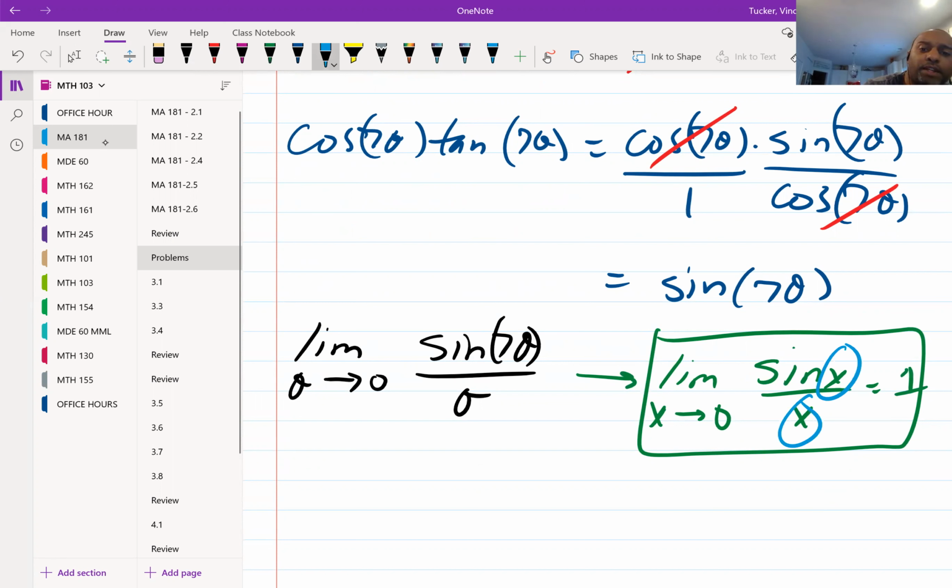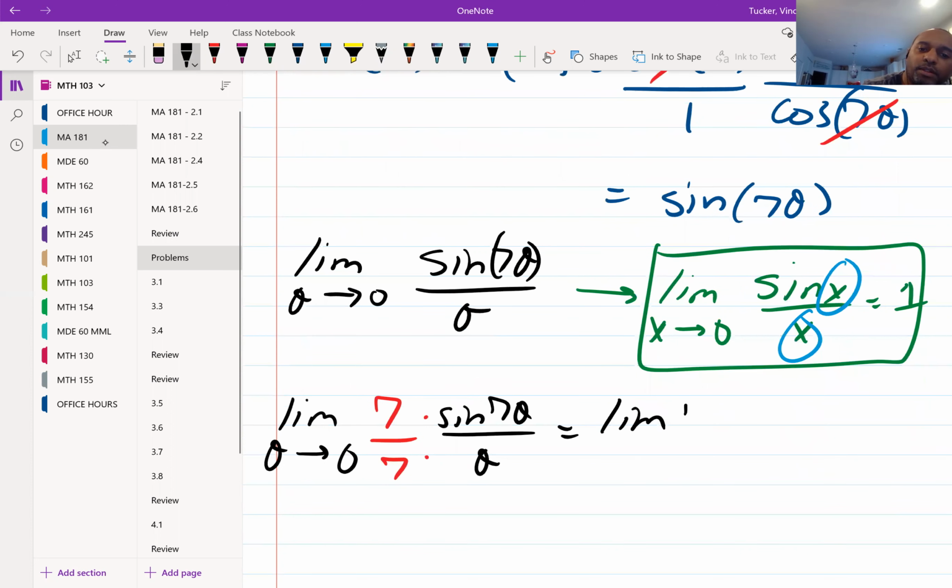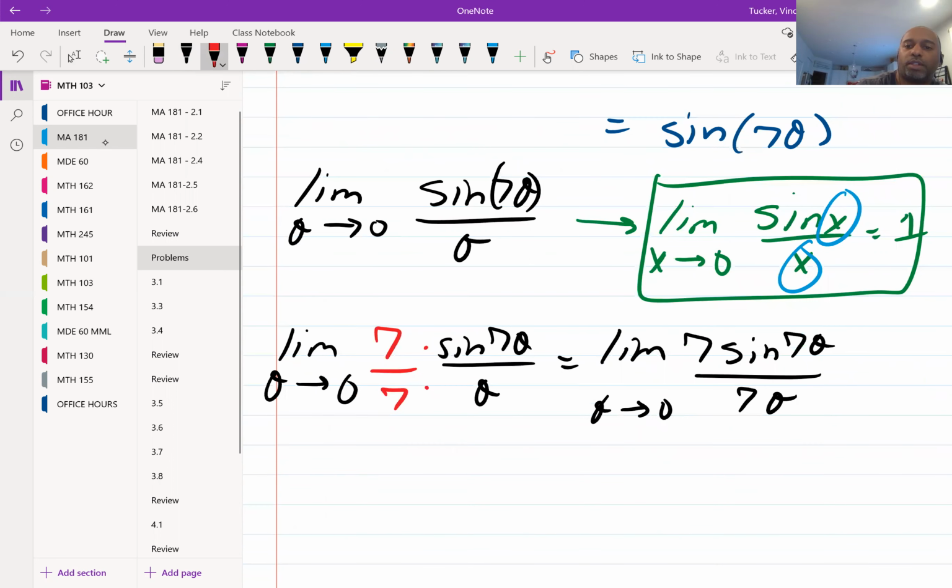So notice I have 7 theta here, but I only have theta here. So what I'm going to do is multiply top and bottom of that fraction by 7. So now I'm looking at the limit, as theta goes to 0, of 7 sine theta over 7 theta. And of course, this constant can be brought out front when you're dealing with limits.